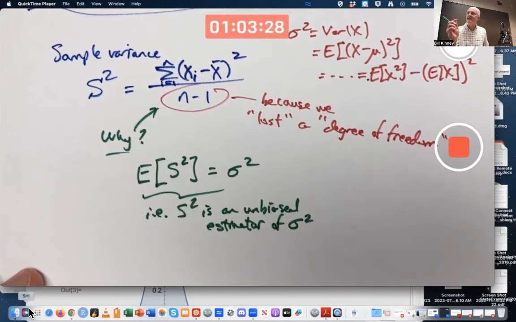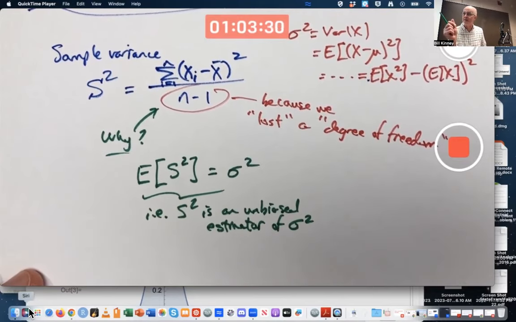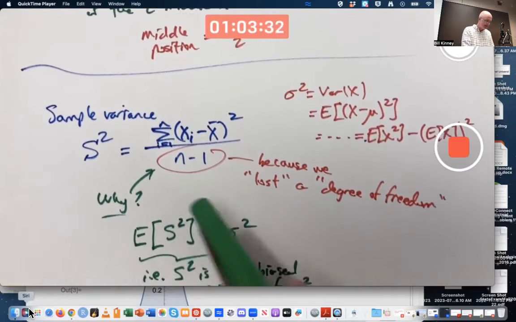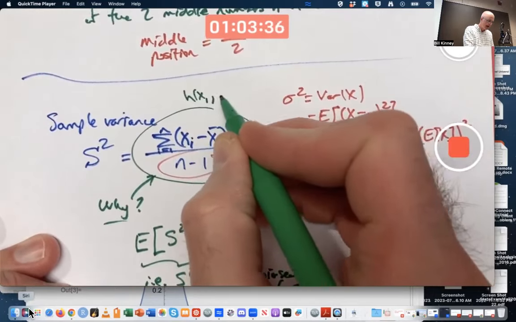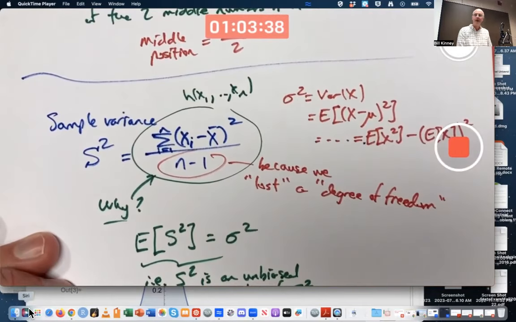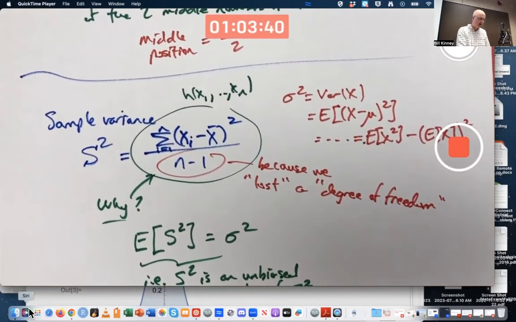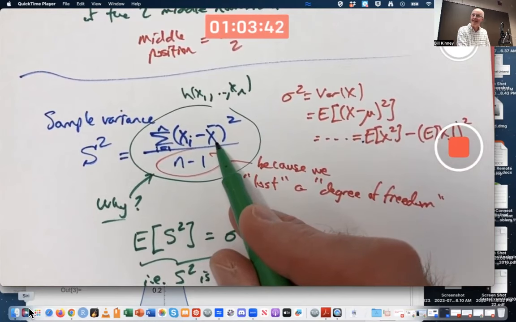It means S squared is a statistic. It's a random variable. It's a function of a random sample. This is like an h of x1 through xn. Kind of a complicated function, and also involves a statistic within it. X bar's got a formula as well. X1 plus x2 plus ... plus xn over n is hidden within this formula. So it's really, at its core, a very complicated formula.